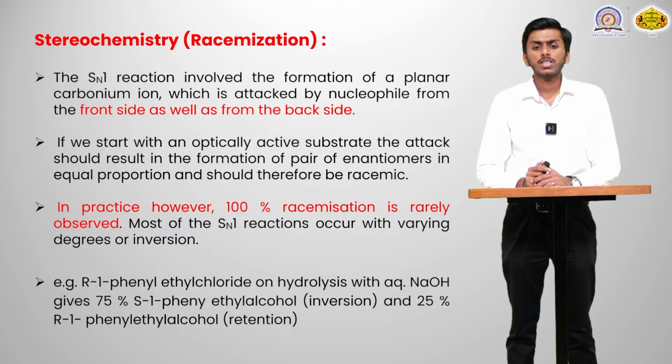Most of the Sn1 reactions occur with a varying degree of inversion. Example: R-1-phenylethyl chloride on hydrolysis with aqueous NaOH gives 75% S-1-phenylethyl alcohol, that is the inversion product, and 25% of R-1-phenylethyl alcohol, which is the retention product. Here we can see that 100% racemization is not observed.